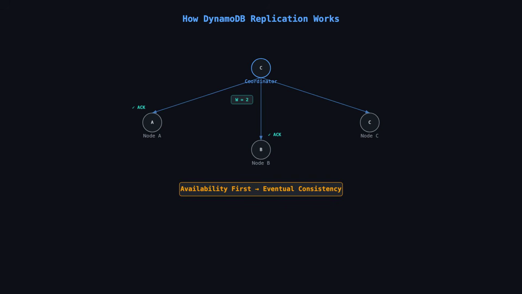But DynamoDB chose a different path. They prioritized availability. They wanted to never reject a write, even during node failures and network partitions. The trade-off is that replicas can temporarily drift apart. A write might succeed on 2 nodes, but miss the third. That's eventual consistency. The replicas will eventually converge, but in the meantime, they might disagree. So the question becomes, how do you efficiently figure out which keys have drifted?